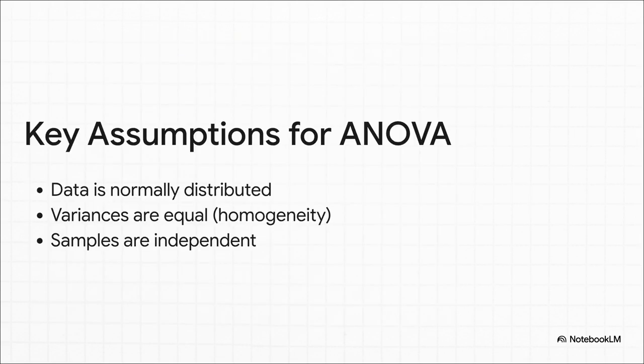Now, you can't just throw any old data at ANOVA and hope for the best. There are a few rules of the road, or key assumptions, you have to follow to make sure your results are valid. Basically, your data should have a nice bell curve shape, the amount of spread within each group should be roughly the same, and, of course, the groups have to be independent of one another. Think of it like a pre-flight checklist before you can take off with your analysis.